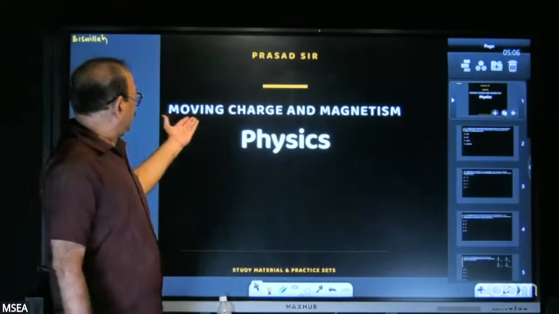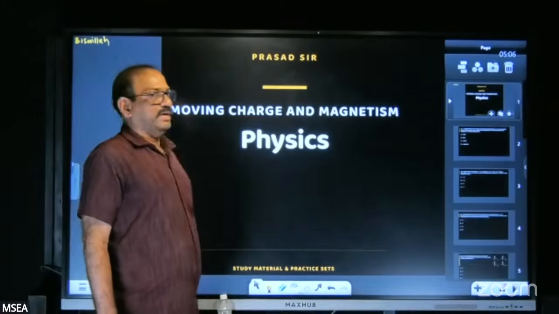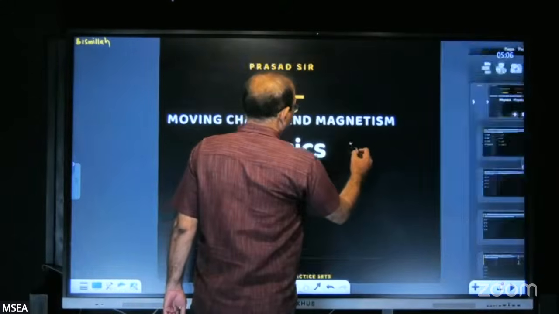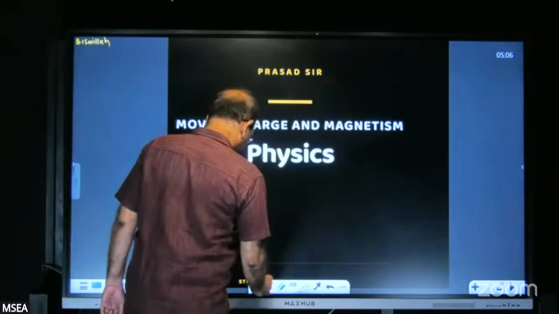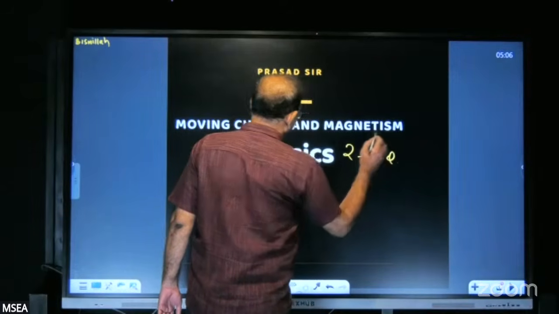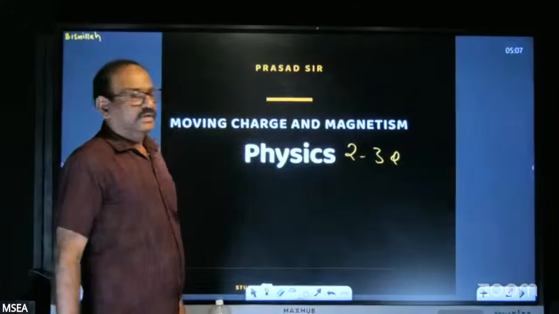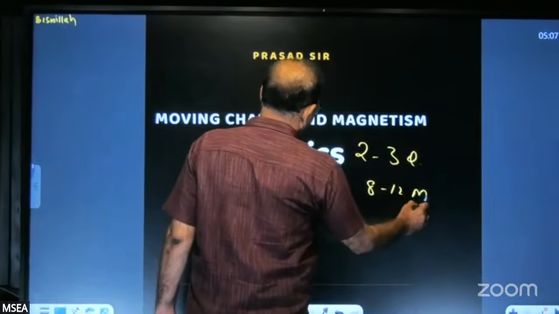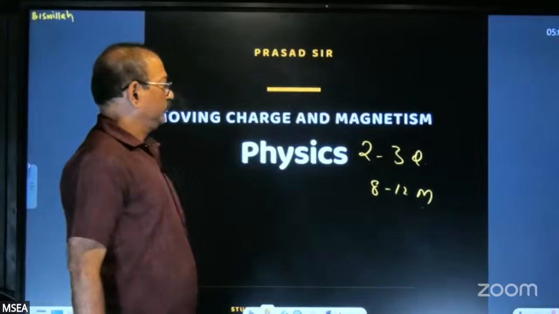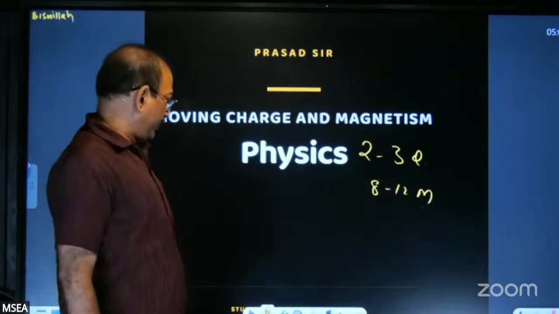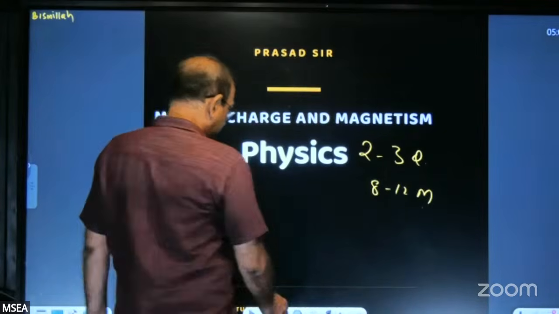Our today's topic is moving charge and magnetism. This chapter contributes two to three questions in NEET. That is 8 to 12 marks in NEET. In the May 3rd exam, they have given three questions from this chapter.